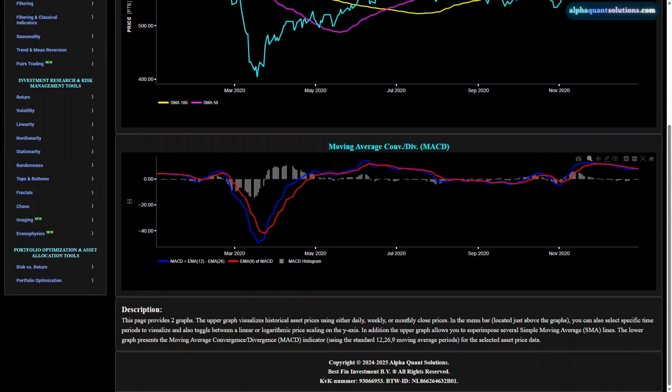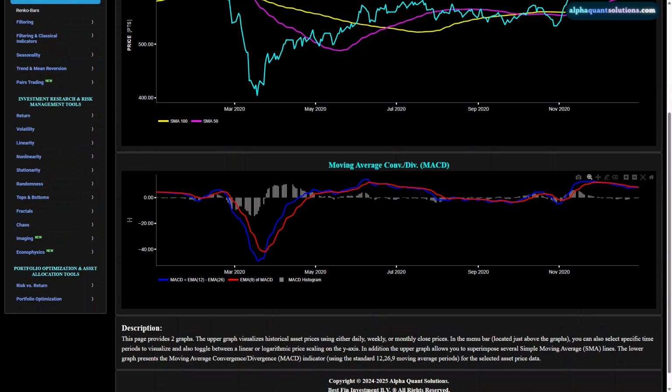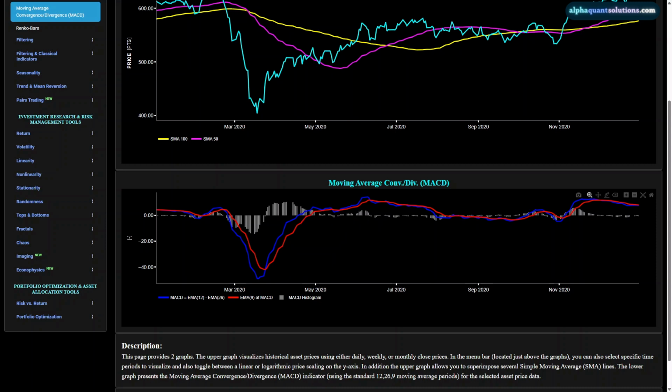Now, the bottom graph shows a few signals. First, the dark blue one, which is the EMA, exponential moving average, using 12 periods of the IX index minus the EMA using 26 periods of the index. If we do that, we get the blue one. The red one is a smooth version of the blue one: we apply an EMA of 9 periods to the blue one, and we get the red one. And then the histograms are basically the blue line minus the red line.